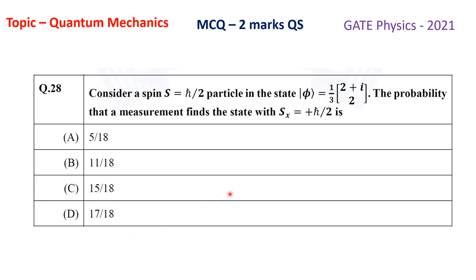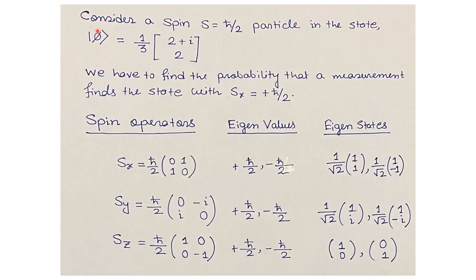Let us see the solution part now. It is given in the question that the wave function of a spin-half particle, that is S equals h cut by 2, is phi before the measurement, and the phi state is 1 by 3 times this column matrix, 2 plus i, 2. We have to find the probability of getting an eigenstate of Sx with eigenvalue plus h cut by 2 after measuring the x component of spin on that particle.